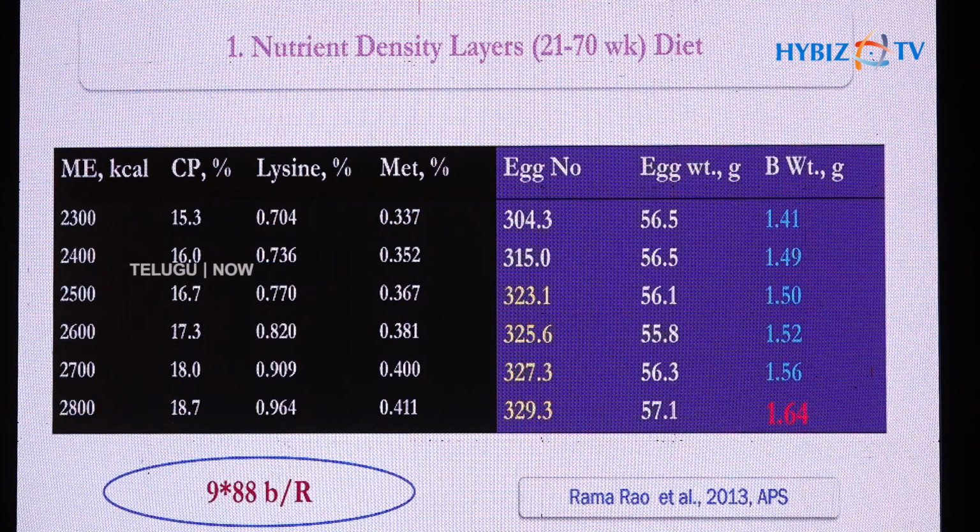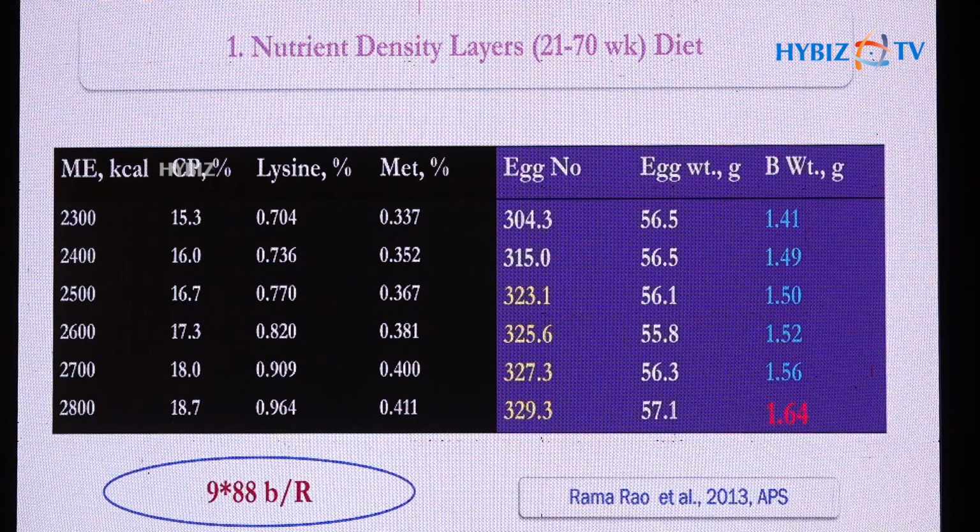Once we have the flock, if you are aiming for a production of 330 eggs, we can have this kind of plane of nutrition, and if you are happy with maybe 300 eggs, we can have a different plane of nutrition. So the layers respond very well, particularly when you are giving energy, protein, and amino acids together as a package. But the problem is, are they really economical if you are going for very high levels?